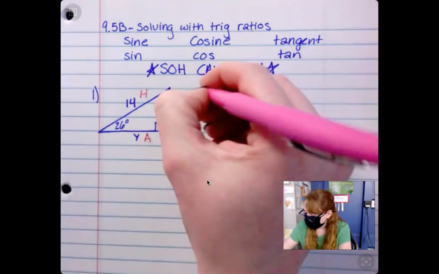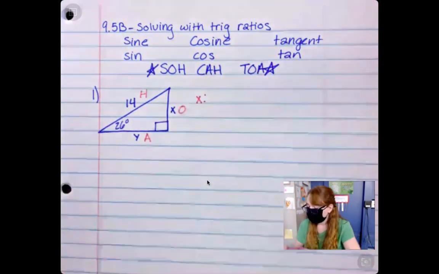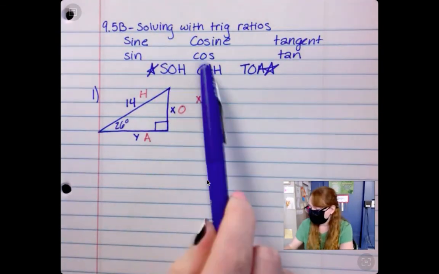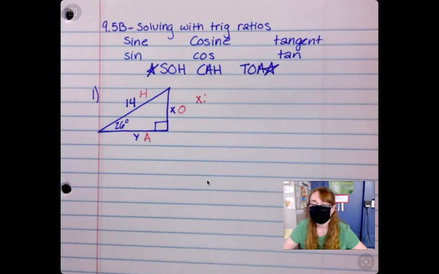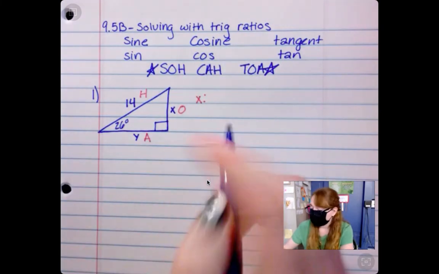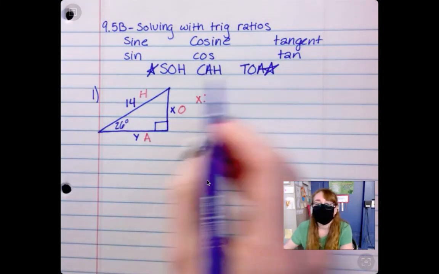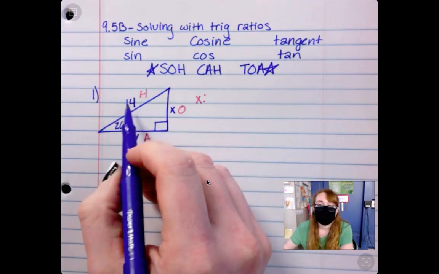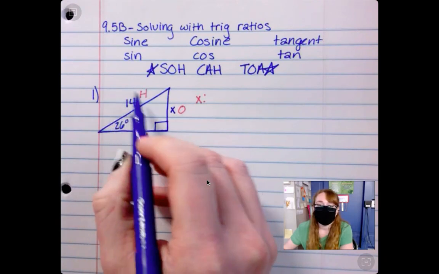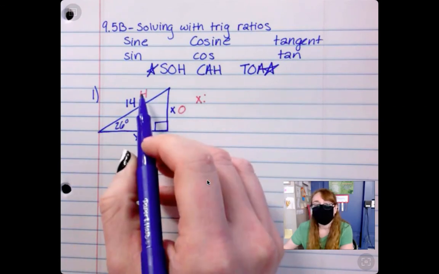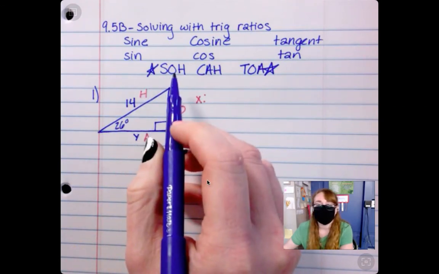Now, I would first like to solve for x. So x is my opposite side. I need a ratio with an O in it in order to solve for my opposite side. So I cannot use this middle piece, our CAH piece, or our cosine. Okay, so we either have to use our tangent or our sine function. We want to use the side that has been given to us, and this is our hypotenuse. So since we are trying to find O and we have H, we have to use our sine function here.